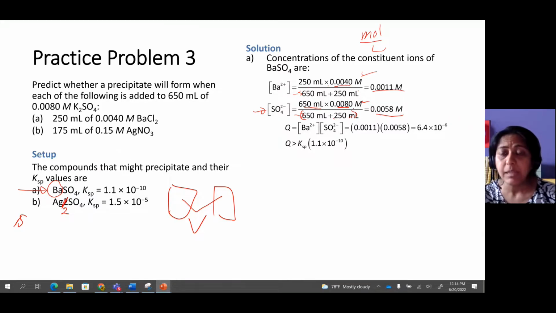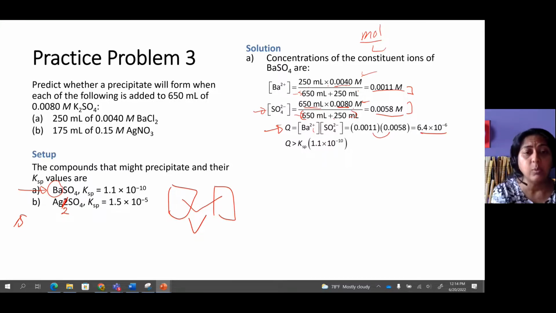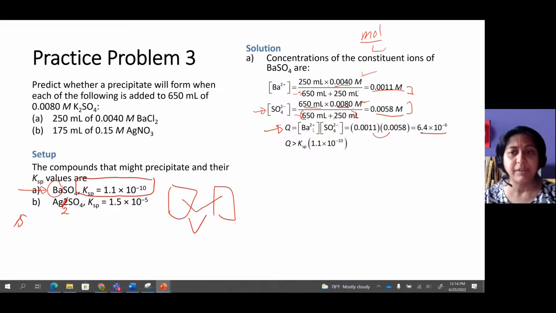0.0058. Now we plug these values into the Q because we don't know whether they are equilibrium concentrations. Therefore, we only calculate the Q value, the reaction quotient. So we multiply those two values and we get this Q value. Now we compare that Q value with the Ksp of the barium sulfate. So what does that mean?